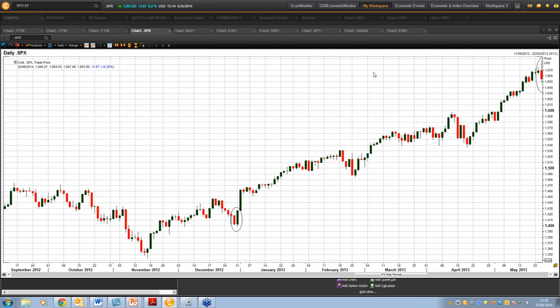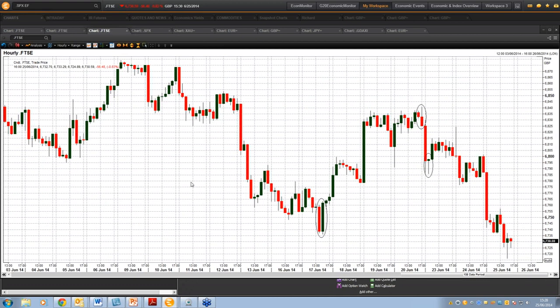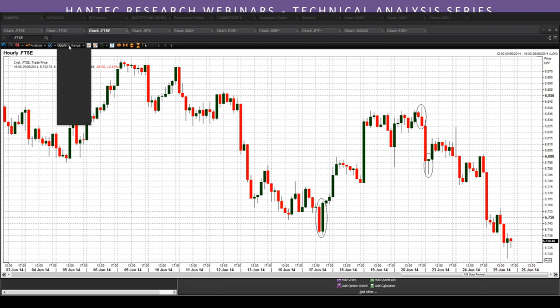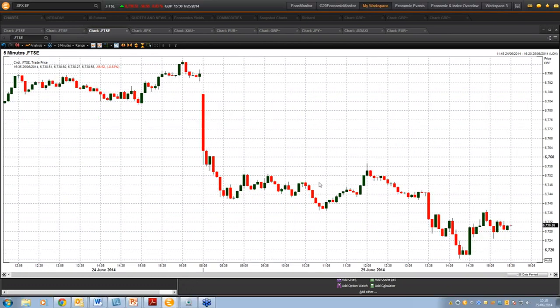Can you use candlestick patterns for 5, 10, or 15 minutes? I'd say yes, you can to a certain extent. What I'll do is I'll show you FTSE, and I'll change it to a 5-minute candle. The candles do work, yes they do. You will find though that on the less liquid instruments, you will not get such good patterns because you'll get a lot of sideways movement. But yes, you can use candlestick patterns.